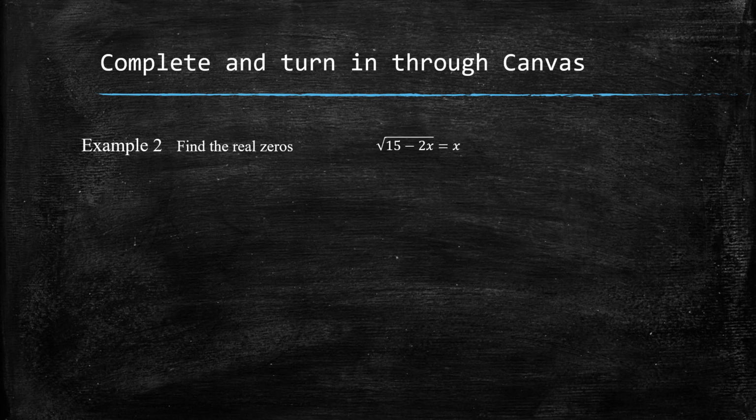Okay, so here's a problem for you to complete and turn in through Canvas. We want to find the real solutions. So we have the square root of 15 minus 2x is equal to x. Okay, good luck. Let me know if you have any questions.